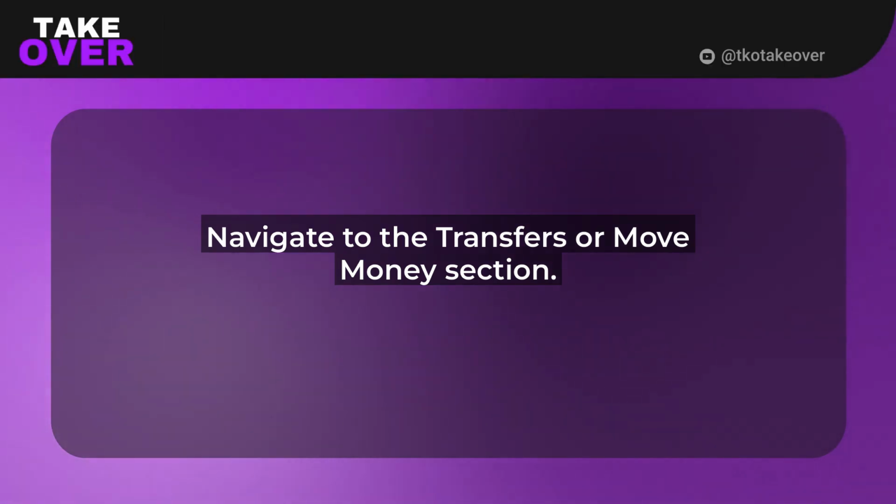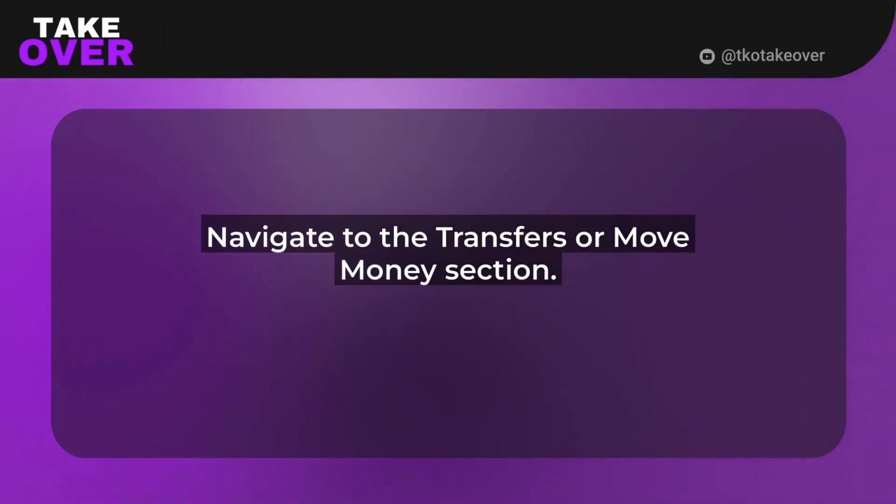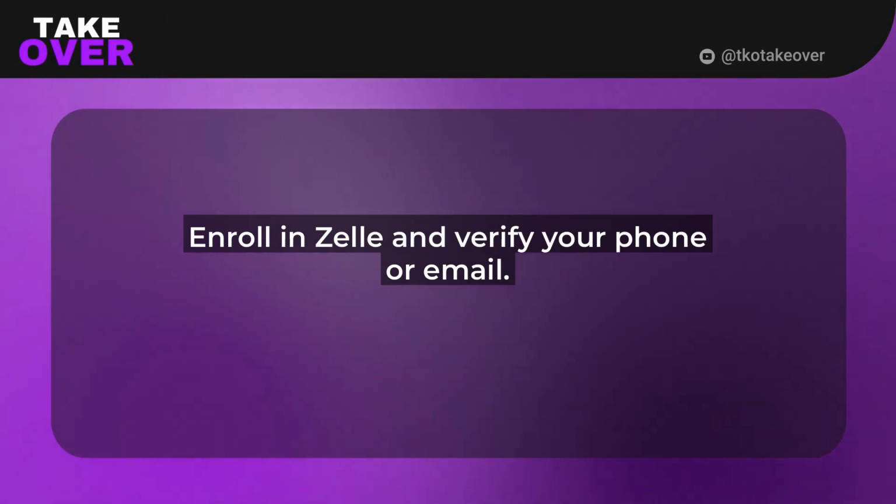Step 2. Select the Zelle enrollment option. You'll be asked to verify your identity, so have your phone number or email ready, the one you want linked to Zelle. Ally will send a confirmation code, so enter it to proceed.